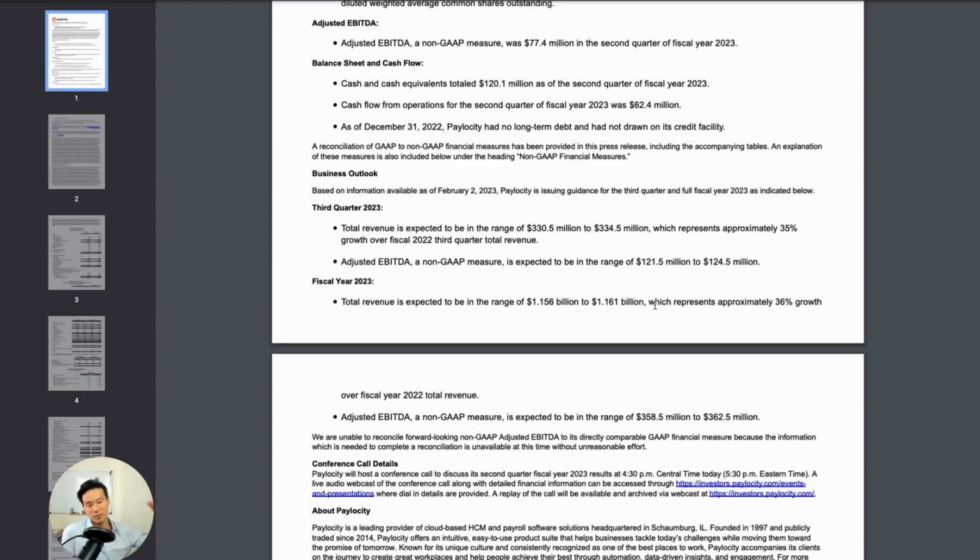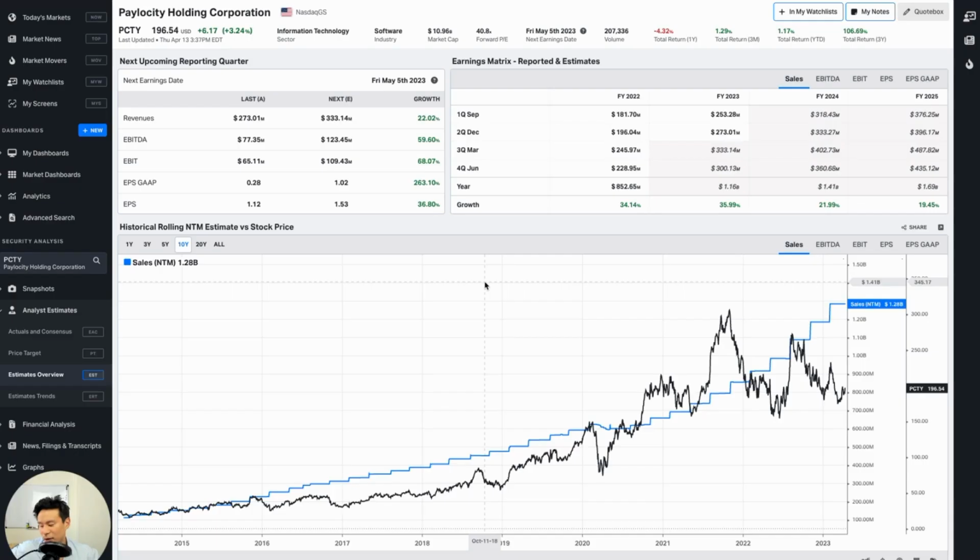Now, why that's important is because that determines the expectations of the company. If you look at almost all stocks, they reflect expectations for the business. The way that you can look at that is Wall Street's estimates for the business. So here we have sales, NTM, which means next 12 months, expected sales for the business. And we also have our stock price here. You can see generally the stock price does tend to follow earnings, which makes sense.